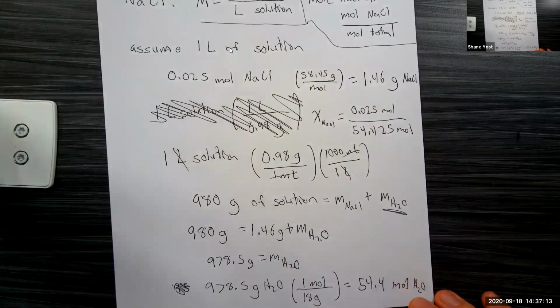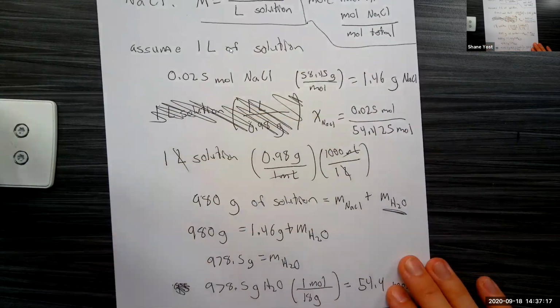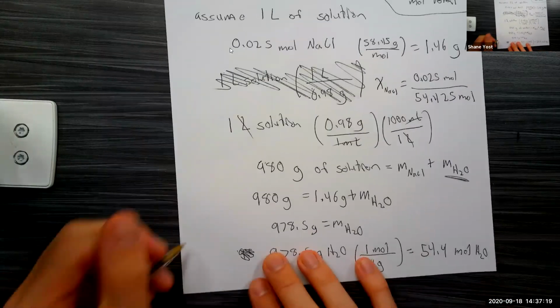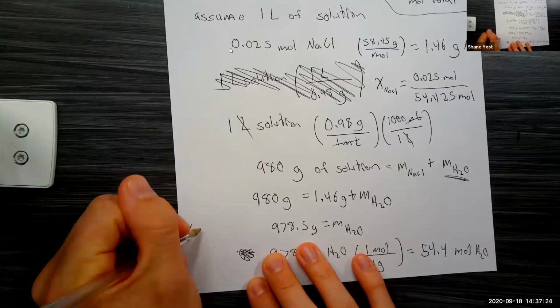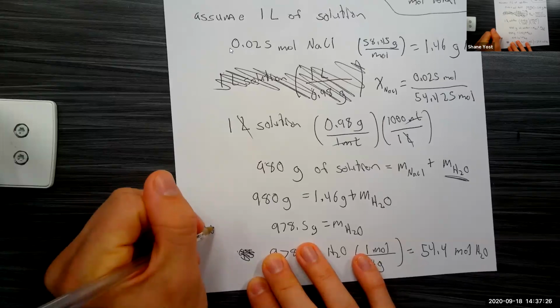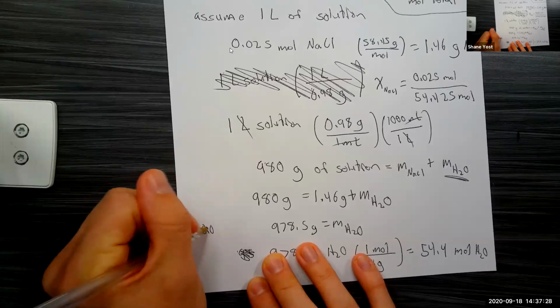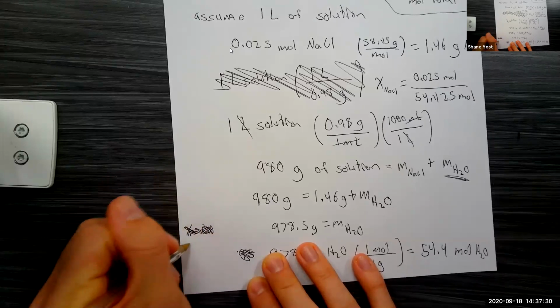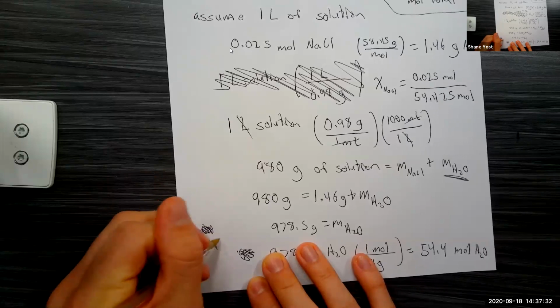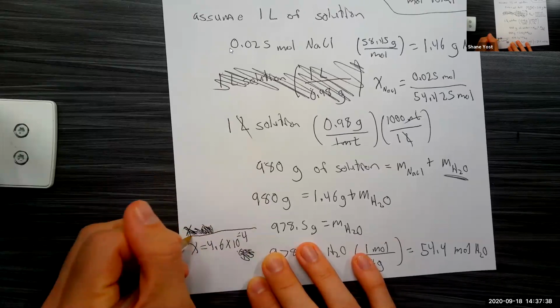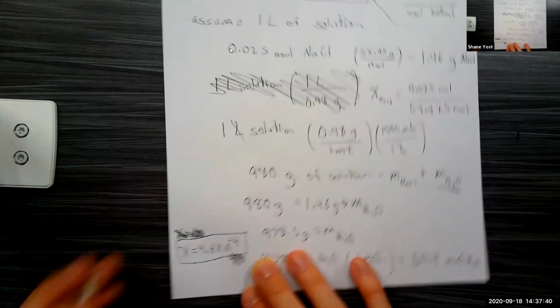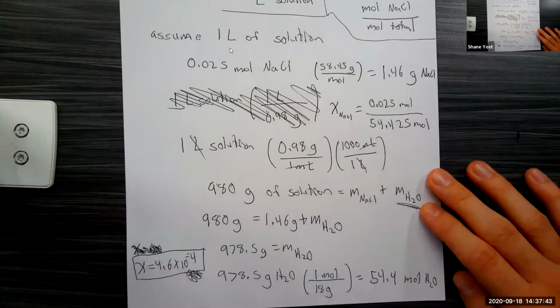That gives me a final mole fraction. I'm just going to write it over here. I didn't give myself a lot of room, I apologize about that. But the final mole fraction, final answer, is 4.6 times 10 to the minus 4. Okay. That is my final mole fraction.